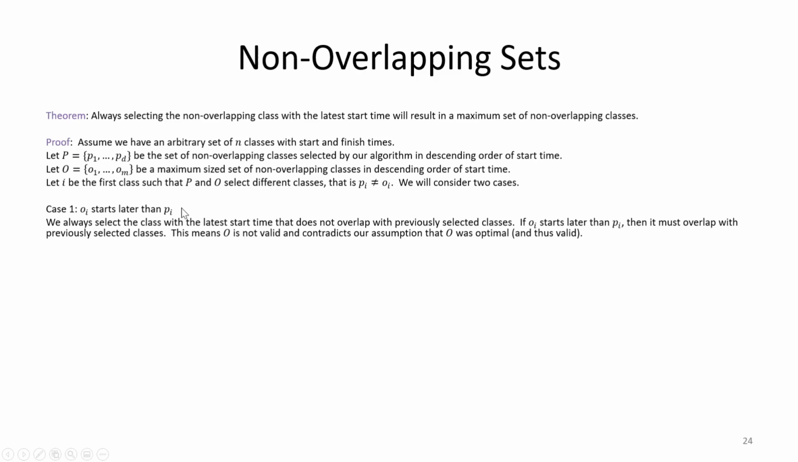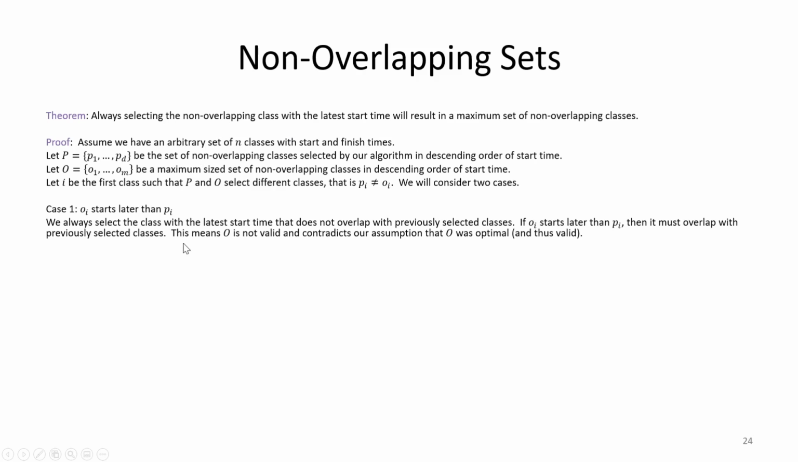So what does that contradict? Non-overlappingness was assumed right here as a condition of validity. So this means that our O is not valid. Well, that's a contradiction. We assumed it was optimal. We assumed it was valid. So this first case leads to a contradiction because it's impossible. We always select the latest start time with the non-overlapping classes, but O could not select one with a later start time without violating the non-overlapping class criteria.